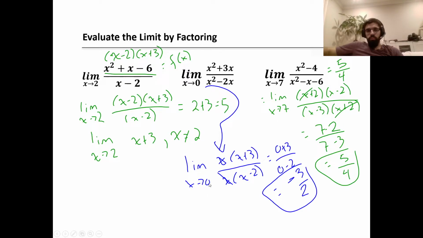If we use direct substitution, we get 0 plus 3 on top, 0 minus 2 on bottom, which gives us an answer of negative 3 over 2. So the limit as x approaches 0 of our original function is negative 3 over 2.